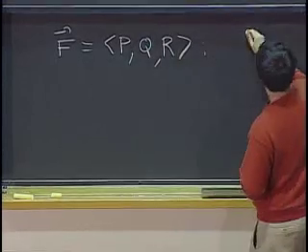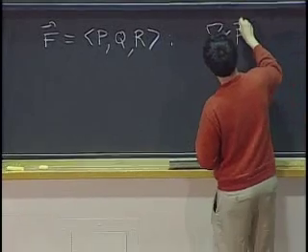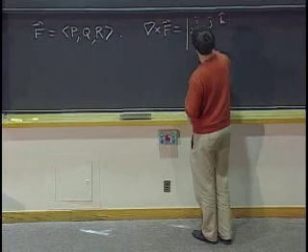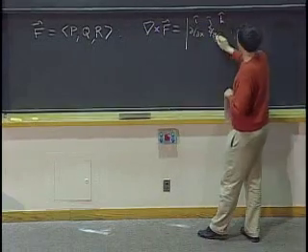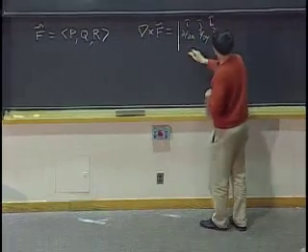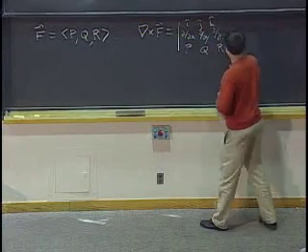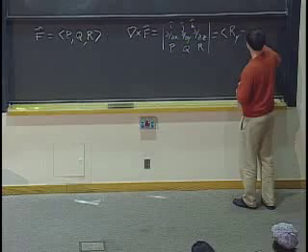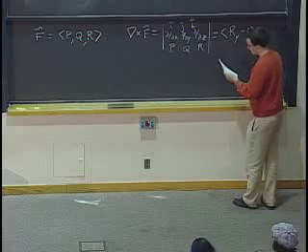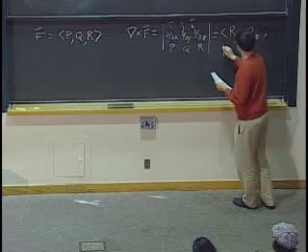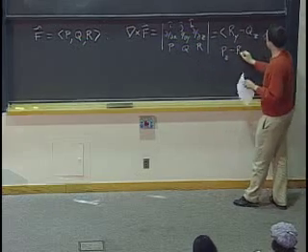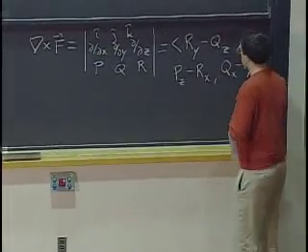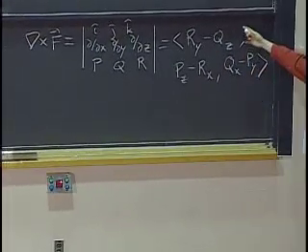remember that the curl was defined by this cross product between del and our given vector field. So that's Ry minus Qz, followed by Pz minus Rx and Qx minus Py. So now we want to take the divergence of this.